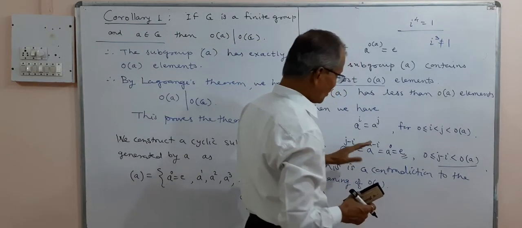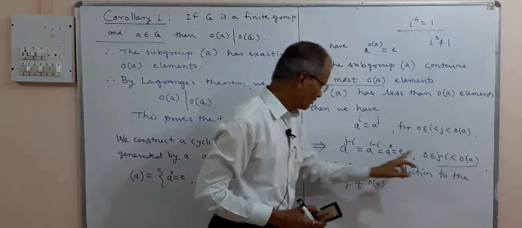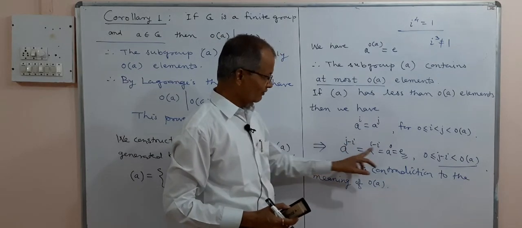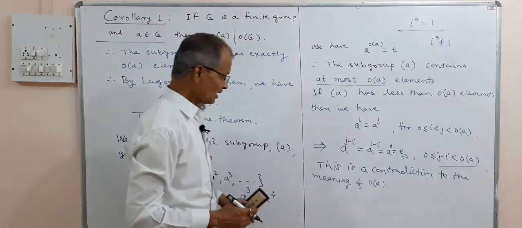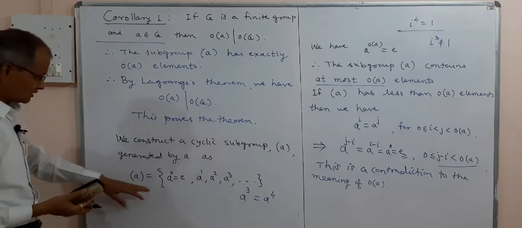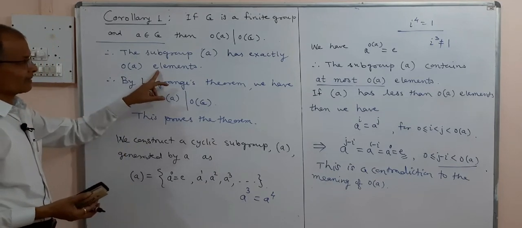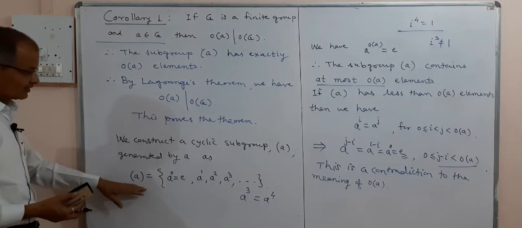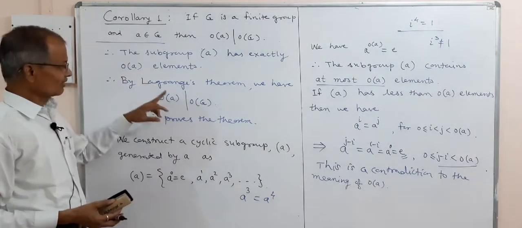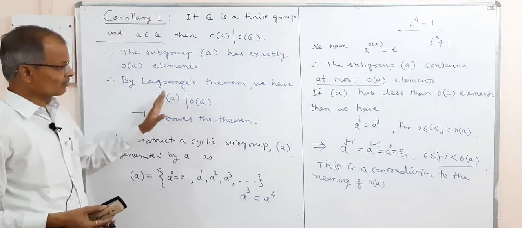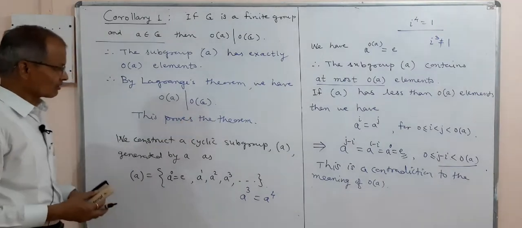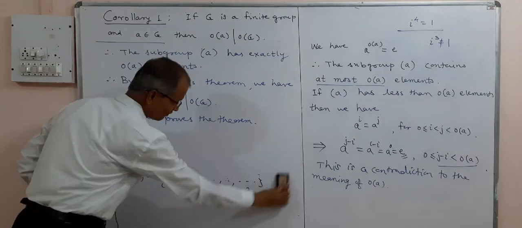By the meaning of order, no number less than order of a will result in the power of a to that number being equal to e. So this is a contradiction, and that contradiction shows that this subgroup has exactly order of a elements, and this is the order. It is a subgroup. The order of the subgroup is order of a, and Lagrange's theorem says that the order of a subgroup divides the order of the group, and here the order of the subgroup is order of a, so order of a divides order of G. So this is the proof of the theorem.